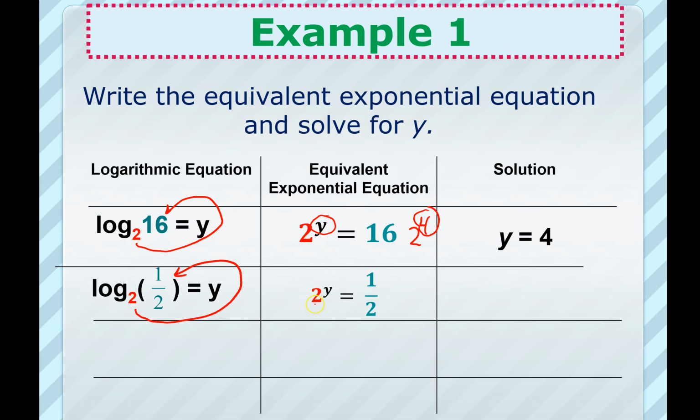Since I have 2 to the y, I'm going to think of 1/2 as 2 to some power. Right now I have a 1 on the 2 on the bottom. I'm going to move it to the top, and make that 2 to the negative first. So therefore I have 2 to the y equals 2 to the negative first. Therefore, the one-to-one property says that y would be -1.